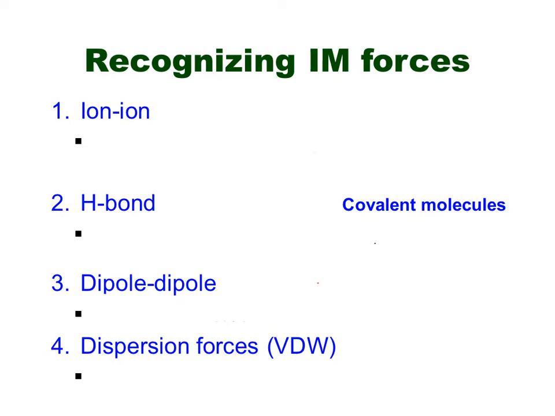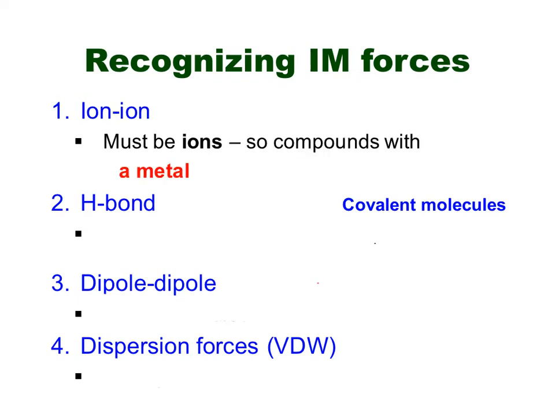So the first one is ion-ion. For this one, they have to be ions, like it says. So that means we're going to have compounds that either have a metal, usually with a nonmetal, or a charge, so like a negative charge or a positive charge. So a classic example would be sodium chloride. So you can see there's a metal there, right? That's the sodium. So that's how I know that it's going to be ion-ion.